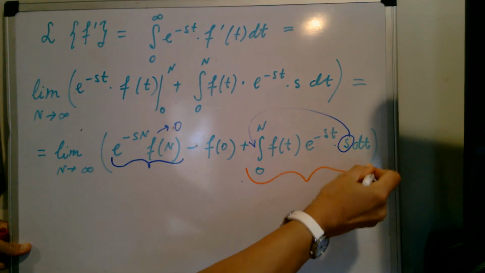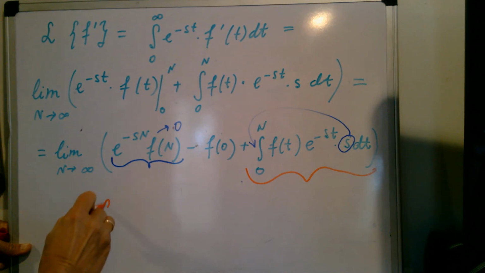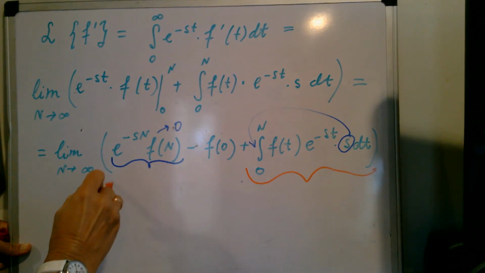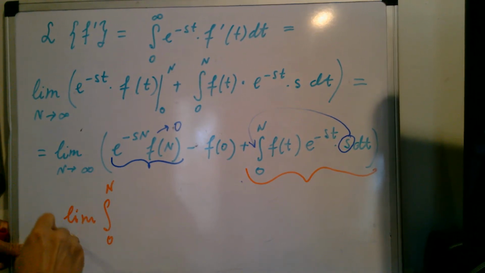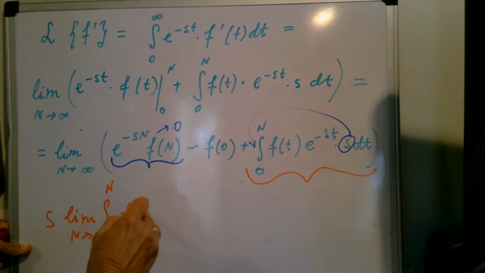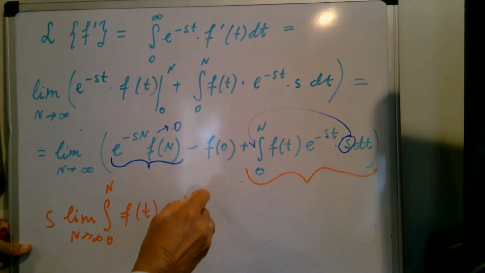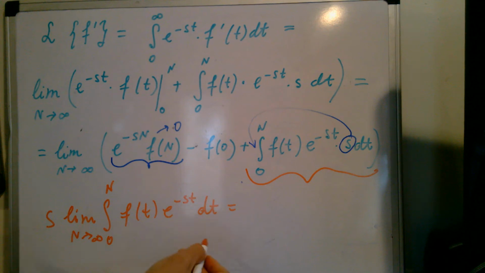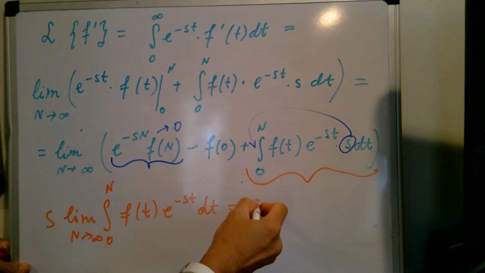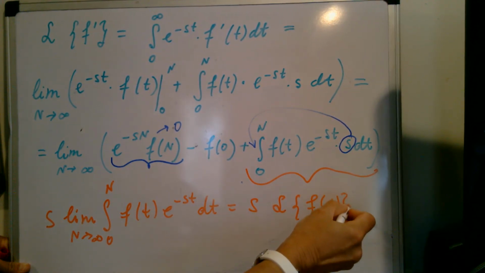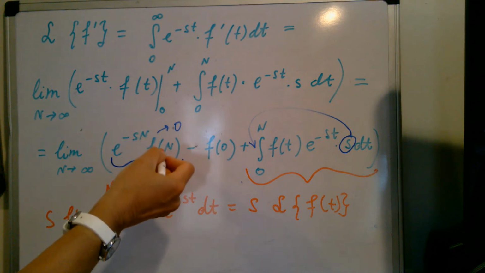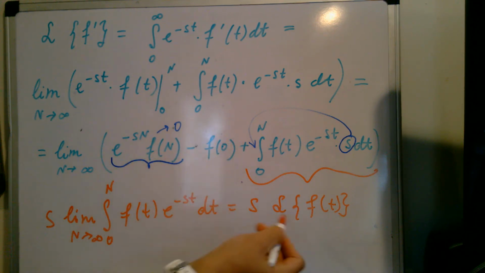So now this red part is s integral from 0 to n. Let me put the actual limit here. Limit as n approaches infinity, s here, f of t e to the power of negative st dt. If you consider just this integral, this is the actual Laplace transform of f of t. So I have s Laplace transform of f of t. Now this goes to 0. This is the term which is left over, and this is the Laplace transform.